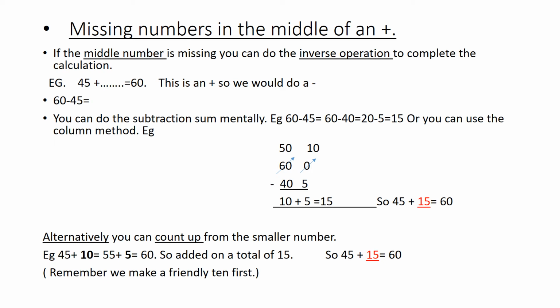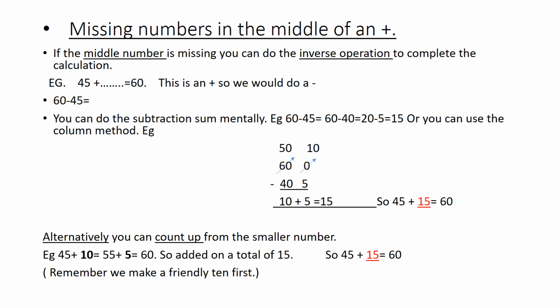So there was 60 there. We're going to take away a 10, put it in the 1s column. So we're only left now with 50. Make sure you write those numbers in so you don't forget. So now we've got 10 in the ones column. We can go 10 take away 5 is 5, and then 50 take away 40 is 10, and 10 and 5 make 15. So 45 add 15 would equal 60.